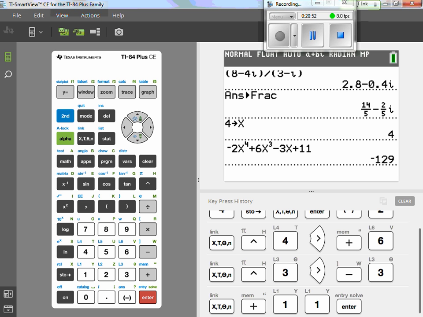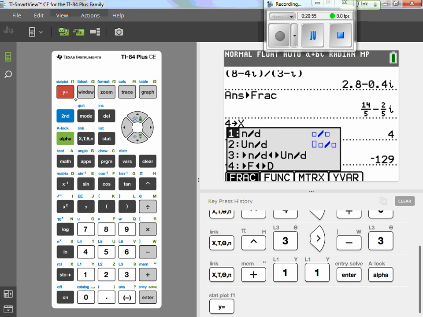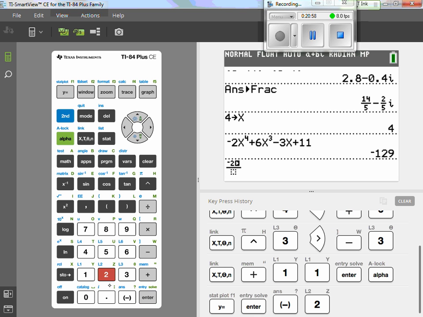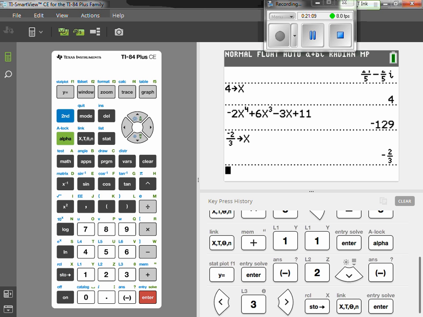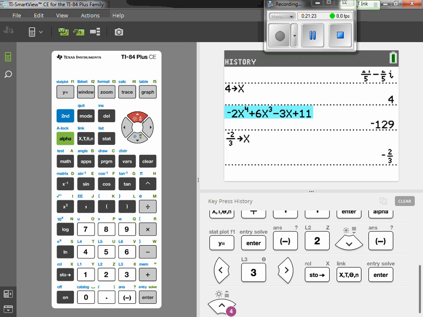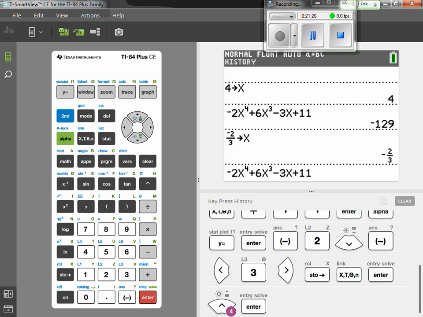Well, what can I do? I can do alpha y equals enter negative 2 over, not negative 3, 2 over 3. So x enter. So it just redefined x as negative 2/3, yes? Now, probably the next thing we would do, or you'd be tempted to do, is go negative 2x to the 4th, type that whole thing back in. Watch this. If I cursor back up and hit enter, did it just bring it all back down? I didn't have to retype it.